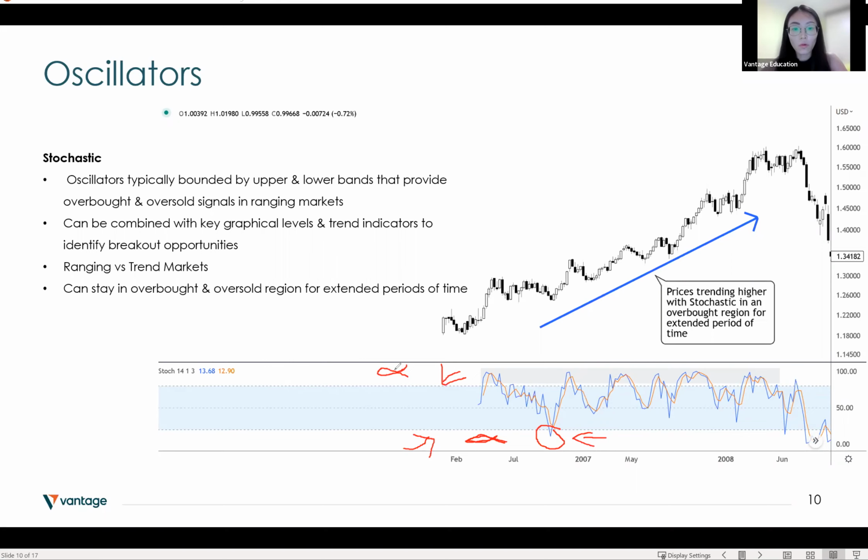And likewise, when price enters the overbought region, you have too many people buying into it and it's driving prices higher. So we're expecting a reversal. So that is the idea behind overbought and oversold regions. It works better in ranging markets.